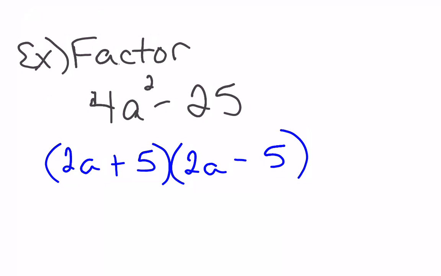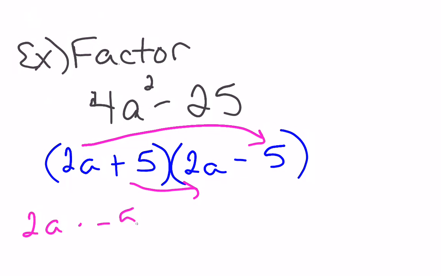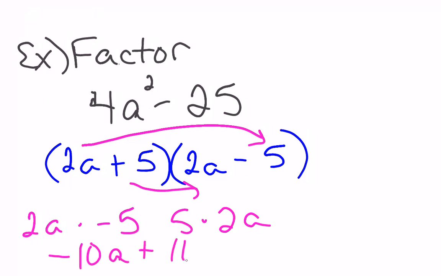Again, you can check your outers and inners on this one. So we have 2a times a negative 5, and we have 5 times 2a. So we have negative 10a plus 10a would give me that 0 in the middle.